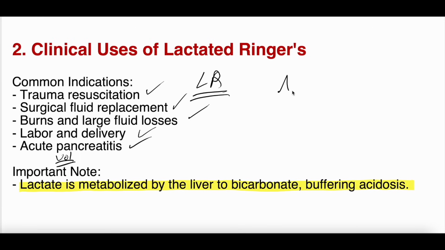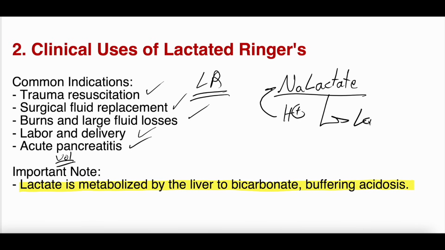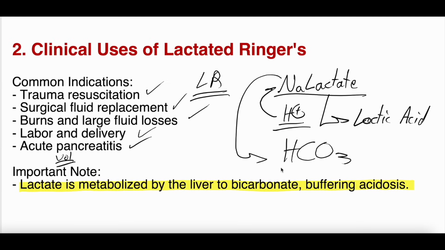The other thing to note here, lactate is metabolized by the liver to bicarbonate. So we mentioned that there is sodium lactate in lactated ringers. Sodium lactate is a base, so it buffers, so it can grab hydrogen ions. And when it does grab hydrogen ions, it can be turned into lactic acid, but it buffers these hydrogen ions. In addition to that, the liver converts it into bicarbonate to buffer. So this is a buffering part of lactated ringers, and it can help with acidemia, as compared to something like normal saline, which does not have any buffering agent in it.